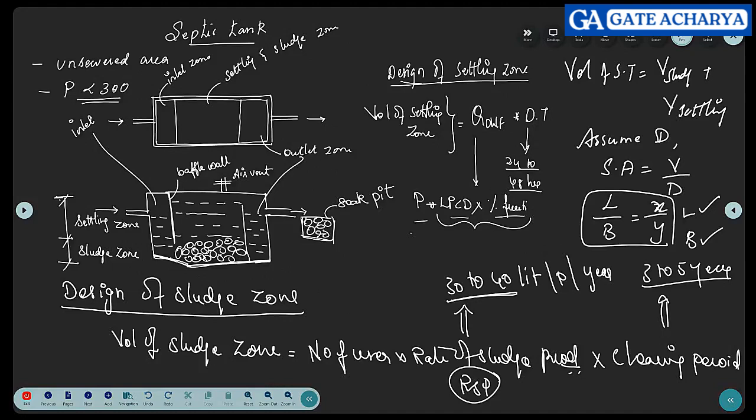Use detention time as 36 hours. Depth of tank 1.5 meter. Rate of sludge production 30 liters per person per year. Cleaning period 3 years.